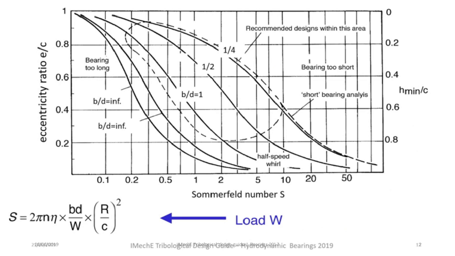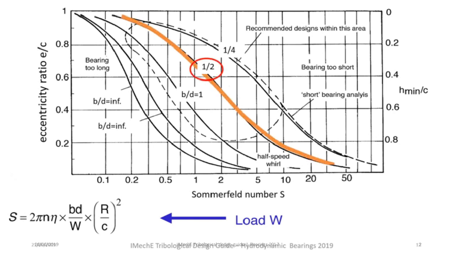Engineers rather like non-dimensional numbers, and one that is often associated with journal bearings is the Sommerfeld number S. This includes information about load W, dimensions B and D, that is 2R, clearance C, rotational speed N, and lubricant viscosity eta. It is usually defined as shown. Note that since load W is on the bottom, increasing the load moves to smaller values of S.